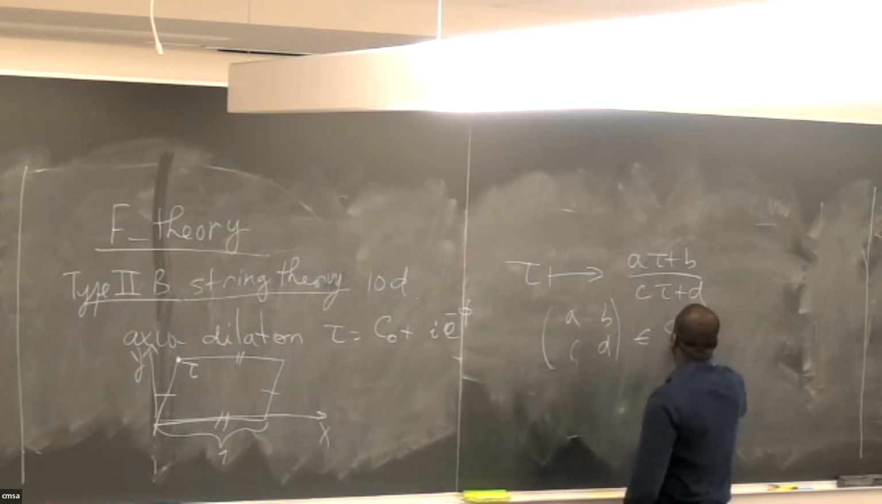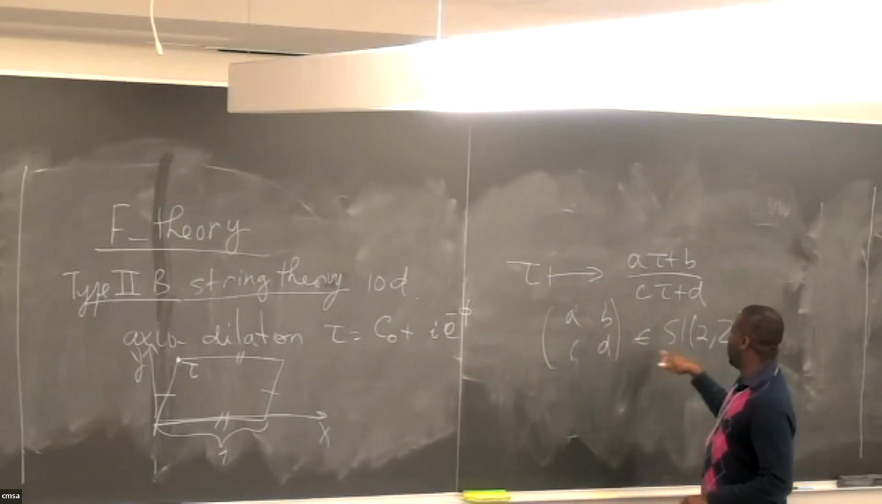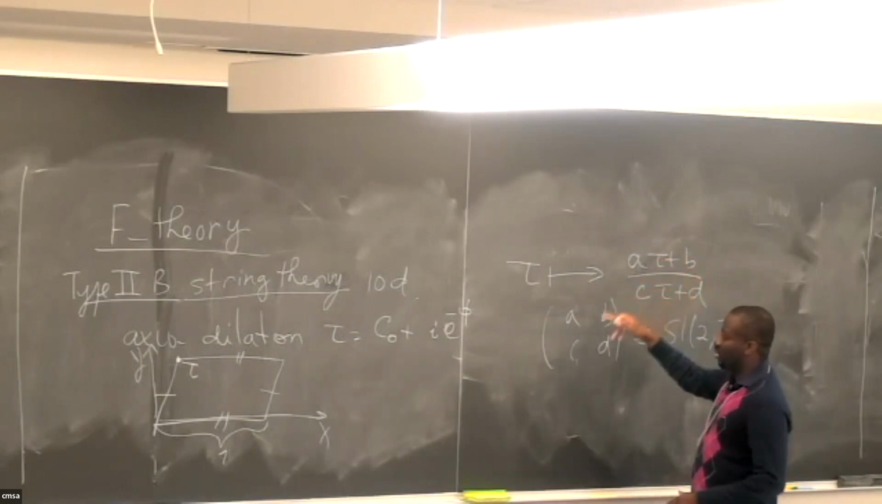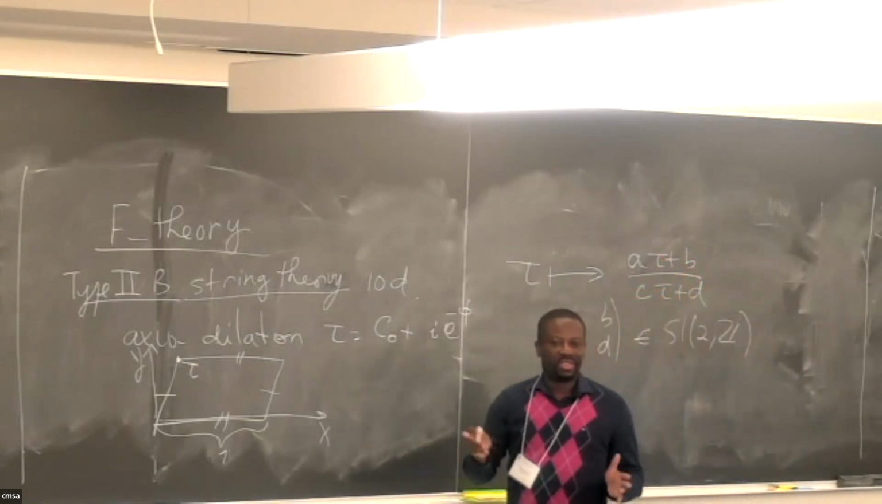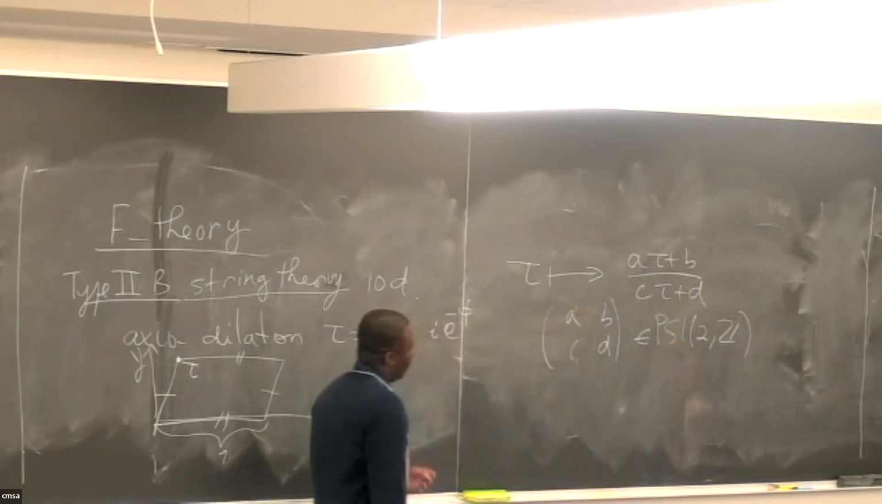So here I immediately break to the arithmetic rule that a, b, c, d define an element of SL(2,Z). And since there is a ratio, you can see that actually the overall sign doesn't matter. So I could move to PSL.